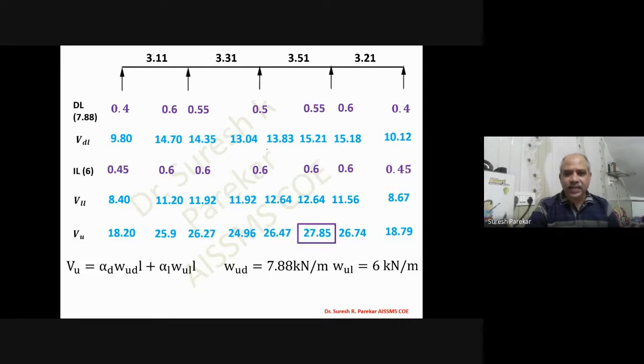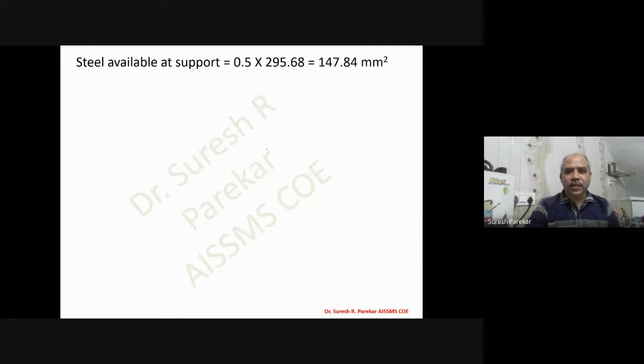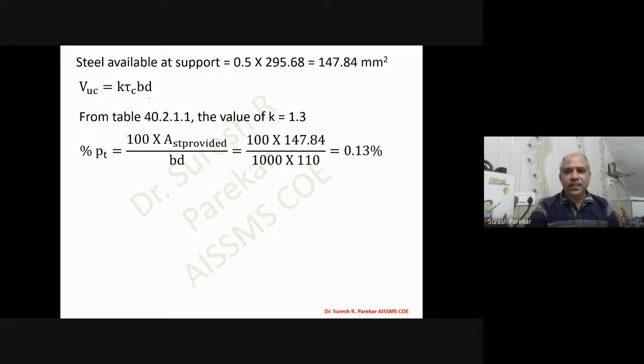So we have to check against this value our capacity of shear, or resistance to shear. So now the steel at support available is 0.5 into 295.68. This we have taken at the end, because we are interested in the Vu value at support. So now we have 147.84 millimeter. From table 40.2.1.1, the k value is 1.3, which we require for Vuc, k tau c b d. Now percentage pt is 0.13, which is less than 0.15%. Therefore, tau c is taken as 0.28.